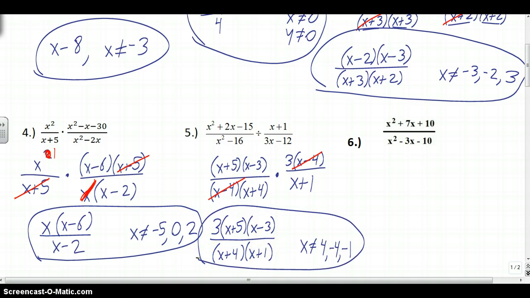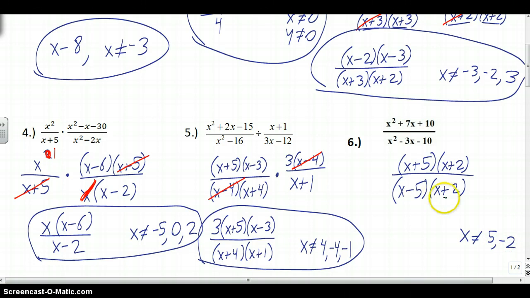Okay? And 6 is very straightforward. X squared plus 7x plus 10 over x squared minus 3x minus 10. X squared plus 7x plus 10 factors into x plus 5 times x plus 2, and x squared minus 3x minus 10 becomes x minus 5 and x plus 2. Obviously, x can't be 5 or negative 2, and the only thing that cancels is the x plus 2's.